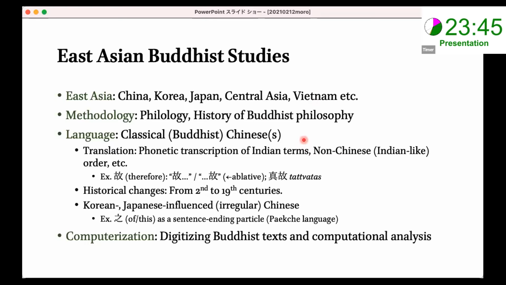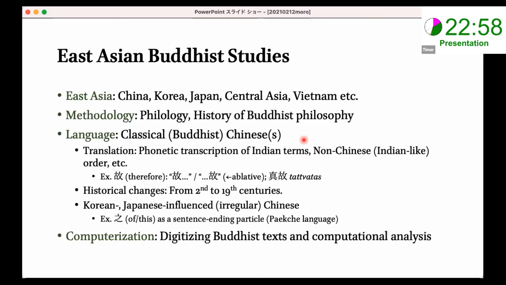In addition, Korean and Japanese Buddhists used their own languages. So the language of Pekche, an ancient Korean kingdom, and the language of Shilla, ancient Japanese. And the Chinese texts were influenced by their own languages. For example, in Korean and Japanese, sentence ending particles such as desu, masu, da, and yo are used at the end of sentences, but there is no such thing in Chinese.